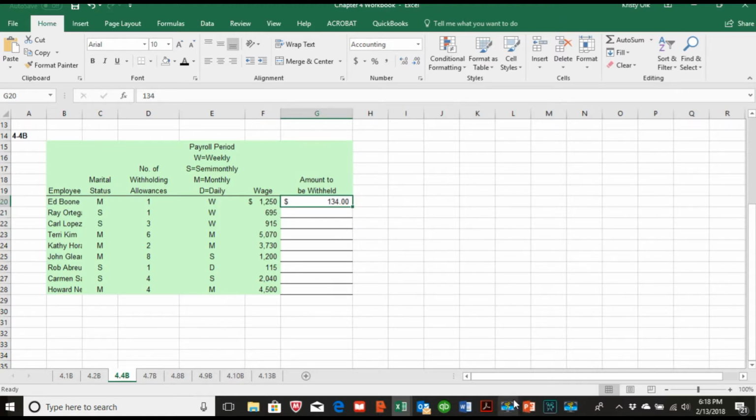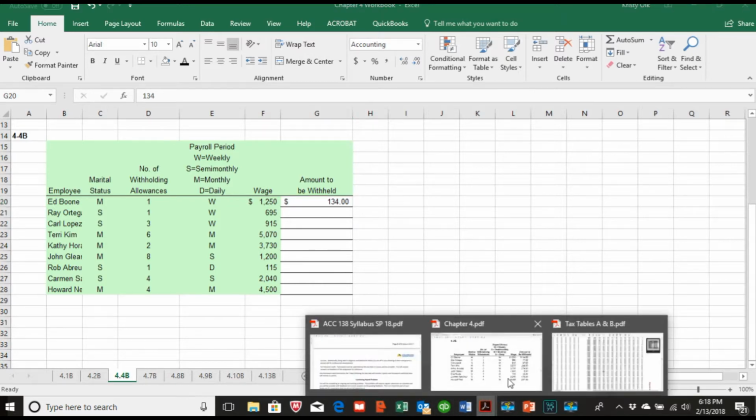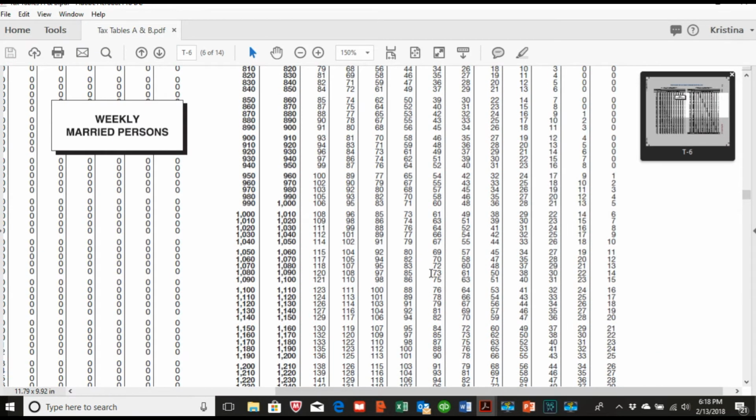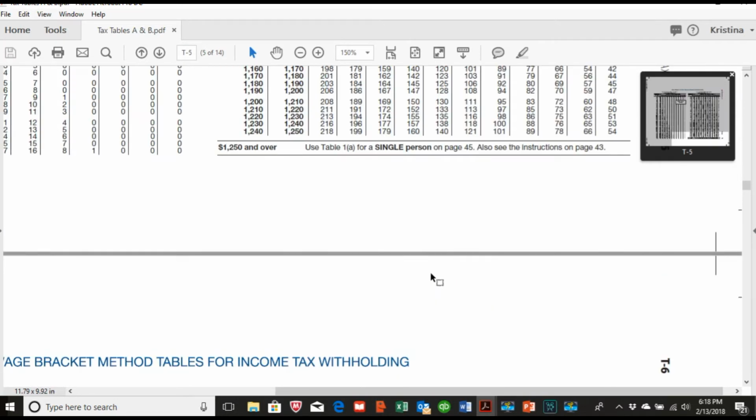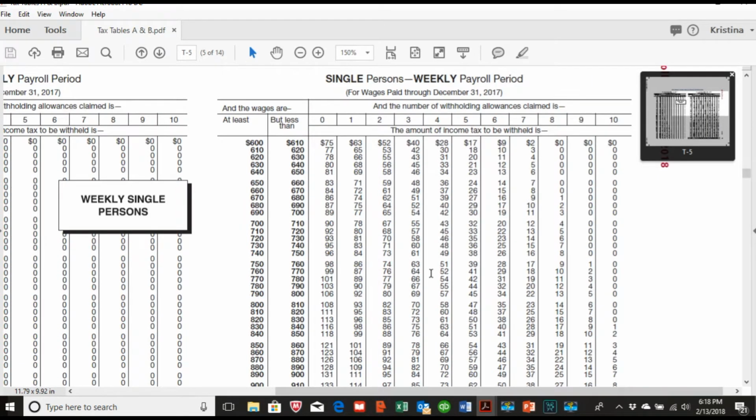The second individual is single, claiming 1 weekly for $695. So let's go to single and weekly. 695, so falls in here. And 1, so he is $77.